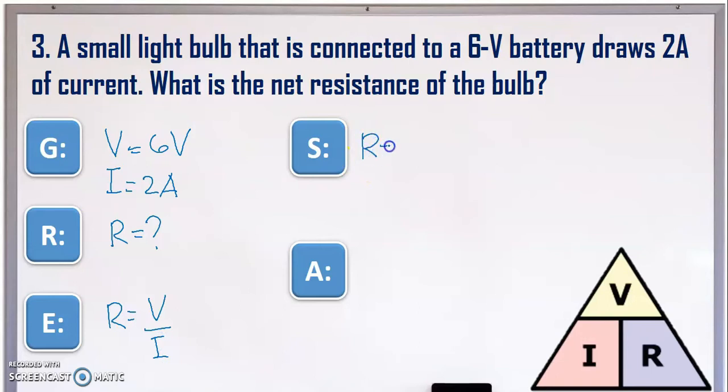For the solution, R is equal to the value of voltage, which is 6 volts, divided by the current, which is 2 amperes. The answer is 3 ohms.